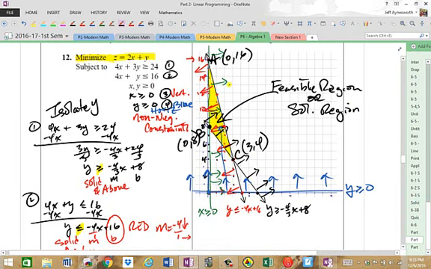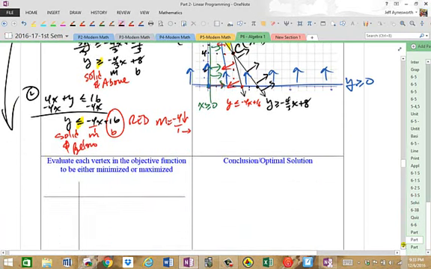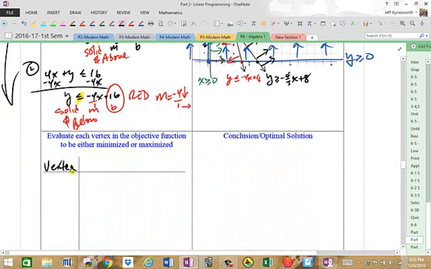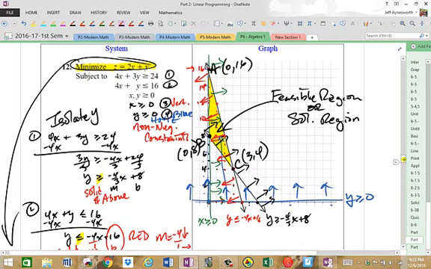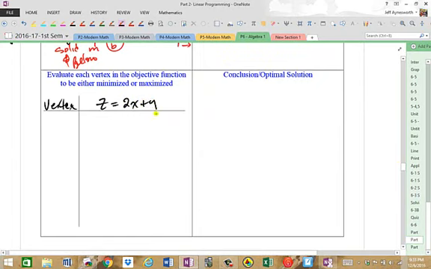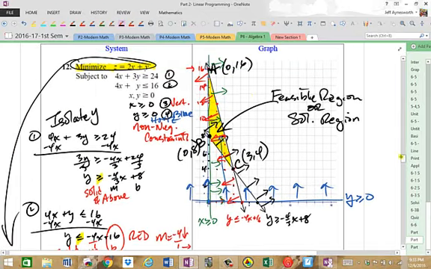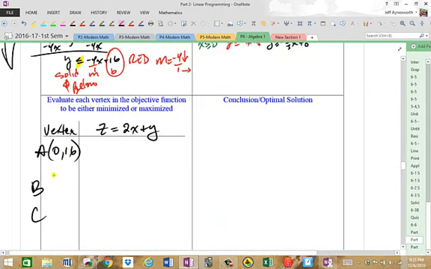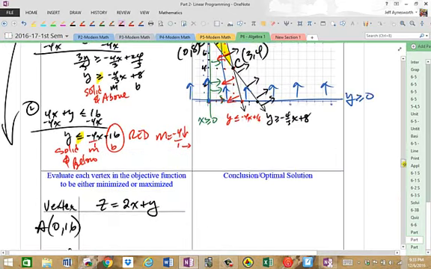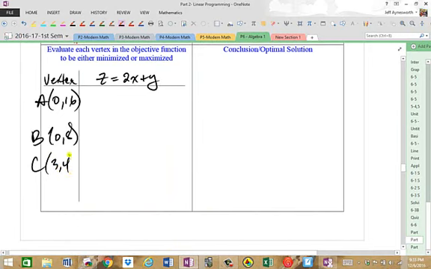So we got to take A, B, and C, and we're going to minimize this function, 2x plus y. So let's take this way down here. Here we go. We're going to take each vertex, and we're going to, in this case, minimize z. So let me see, 2x plus y. So A, B, and C. So let's review here. Up here at A, 0,16, and then B is 0,8, and then let me see, C, 3,4. Always got to look at your answers here. So 3,4, and what we want to do is substitute them in here.